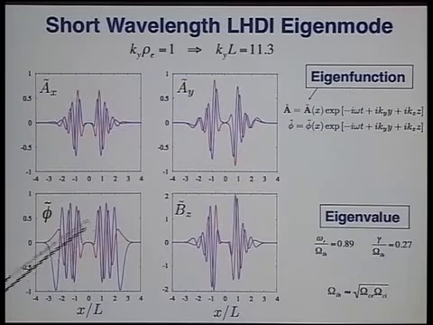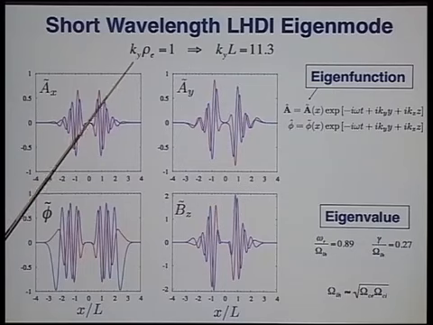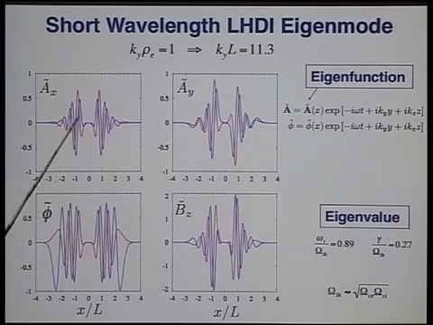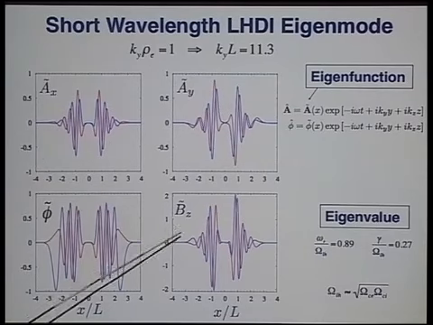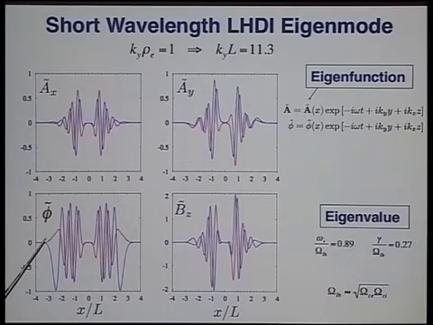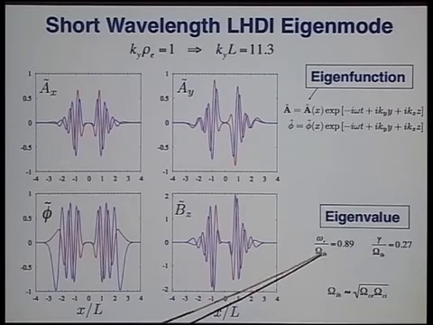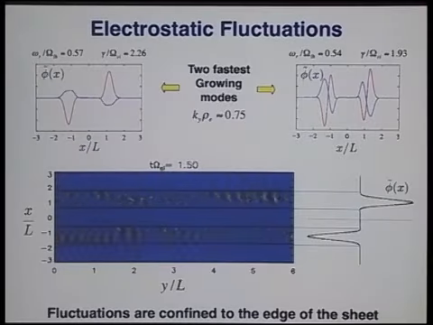Here's an example from this for the short wavelength mode. This is a ky rho e equal to 1 mode. Here's the electromagnetic part of the perturbation. It perturbs AX, AY, which means that just BZ is perturbed. And it perturbs your electrostatic potential. And you can see that in the center of the layer, you really don't pick up anything. These modes are living on the edge of the sheet with a real frequency in the lower hybrid range and a growth rate that's some fraction of the lower hybrid range.